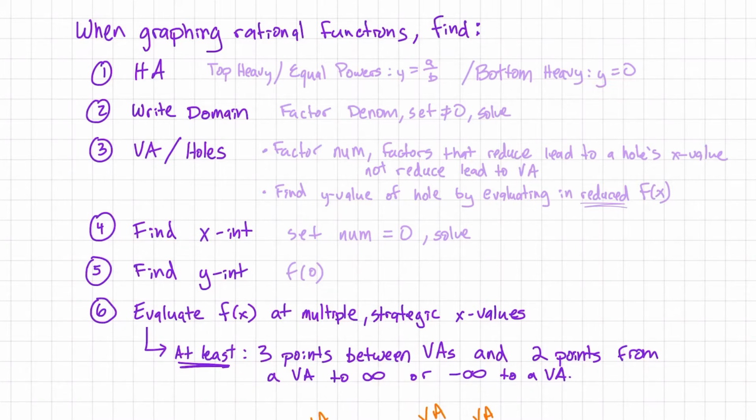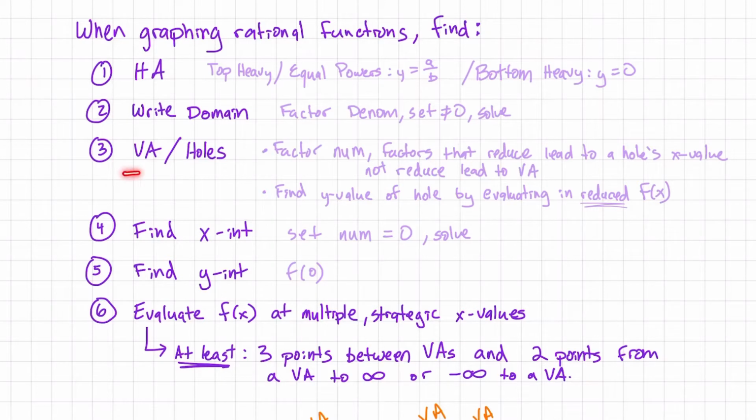Then recall we write our domain. So you need to find your domain by factoring the denominator. You set the denominator to be not equal to 0 and then solve. Those restrictions, those x values you find, are the values that x cannot be, and so you exclude those from the domain.